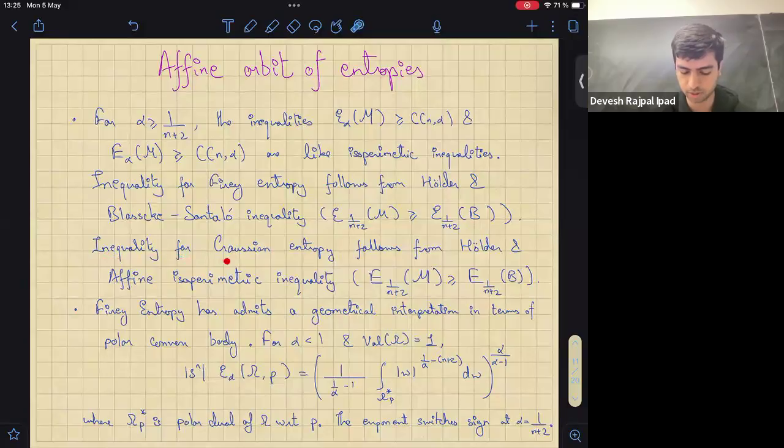Similarly, the inequality for Gaussian entropy follows from Holder and the affine isoperimetric inequality, which says that the Gaussian entropy for 1 over n plus 2 of any convex hypersurface is greater than or equal to that of the ball.